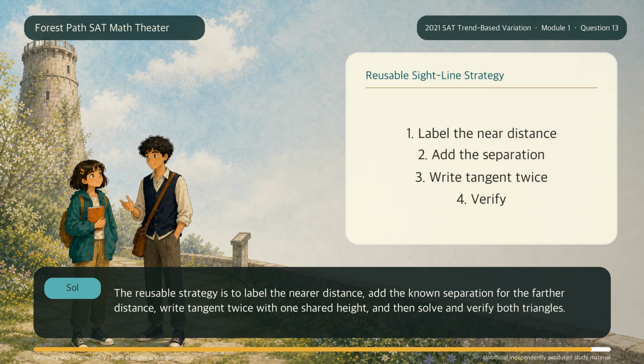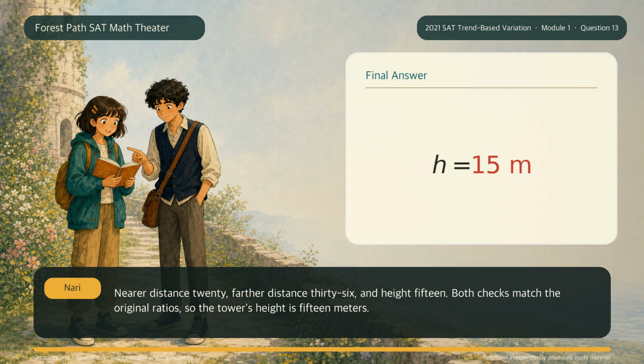The reusable strategy is to label the nearer distance, add the known separation for the farther distance, write tangent twice with one shared height, and then solve and verify both triangles. Nearer distance 20, farther distance 36, and height 15. Both checks match the original ratios, so the tower's height is 15 meters.